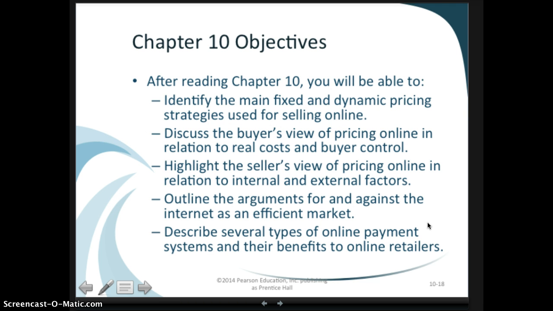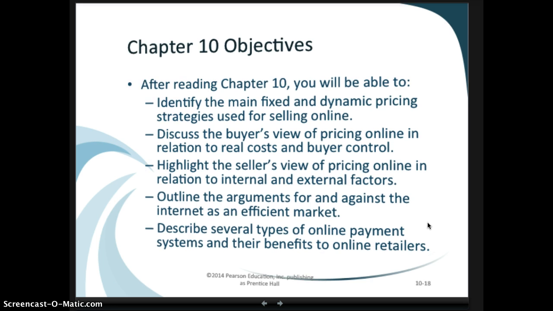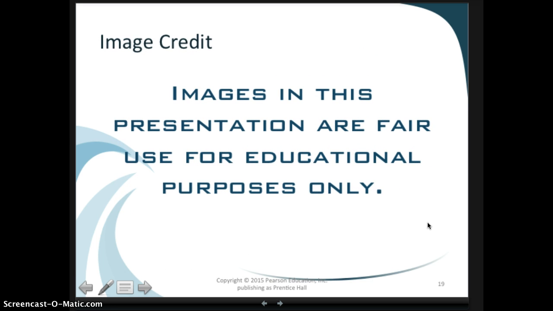After reading this chapter and looking at these videos, you should be able to identify the main strategies in pricing: fixed, dynamic. You should be able to talk about what contributes to overall prices to go up and prices to go down. And that about wraps up chapter 10, and we'll continue with chapter 11.